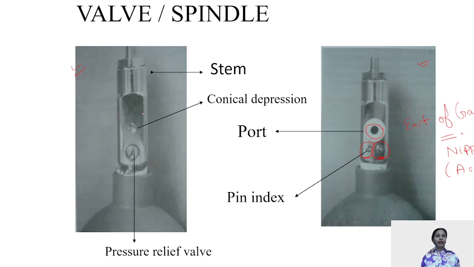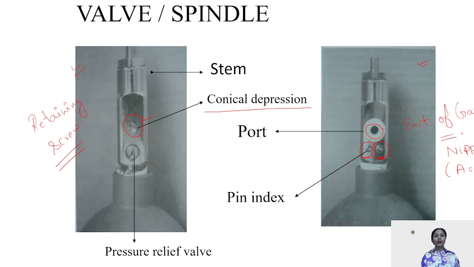Coming to the back. In the back, we have a conical depression. This conical depression is meant for attachment of the cylinder to a retaining screw, such that you can screw the cylinder tightly on the anesthesia machine. This conical depression is for the retaining screw, and please never confuse your port for your conical depression.